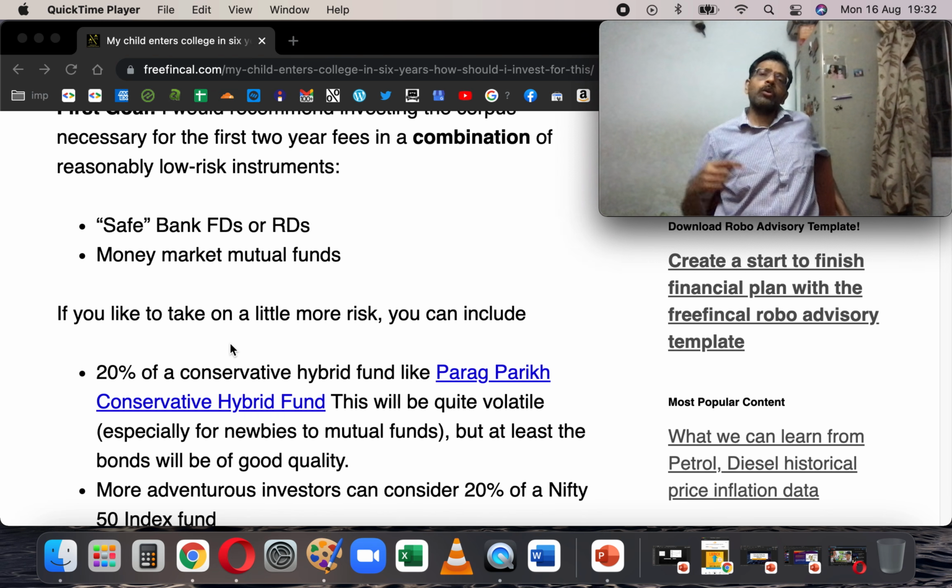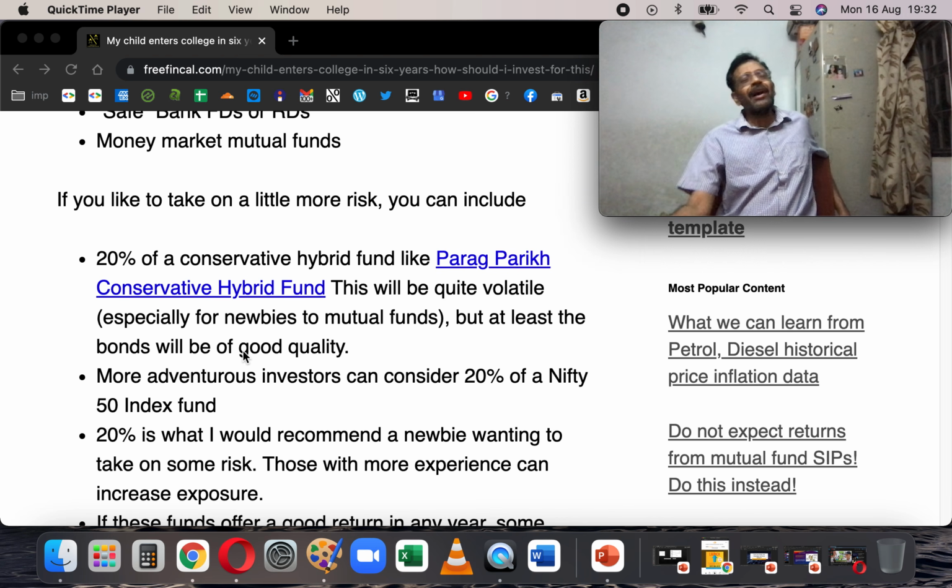If you want to be a little more adventurous than this, then you can have 20% of a Nifty 50 index fund itself. That's not a bad idea. I thought long and hard about adding other kinds of funds like aggressive hybrid fund, balance advantage fund, and so on. It just doesn't make any sense to me. Might as well just simply buy a Nifty 50 index fund. 20% is what I'm recommending to a newbie.